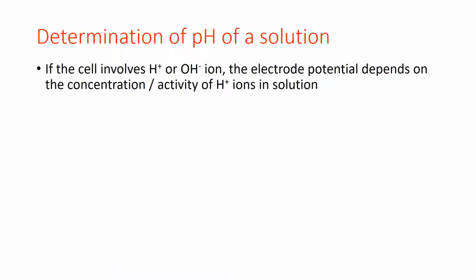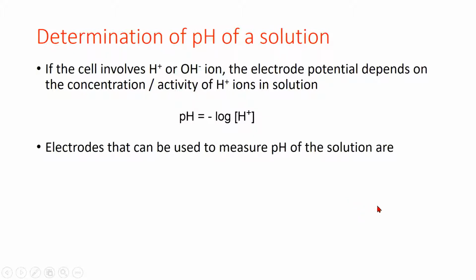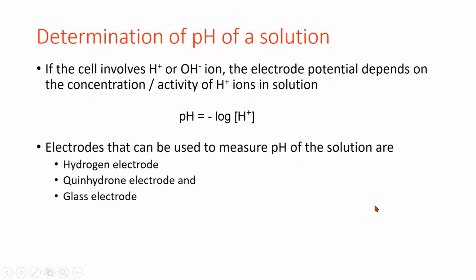If the cell involves H ions or OH ions, the electrode potential depends on the concentration of H ions in solution. pH is given by the relation pH is equal to negative log of H ion concentration. Electrodes that can be used to measure pH of a solution are hydrogen electrode, quinhydron electrode, and glass electrode.